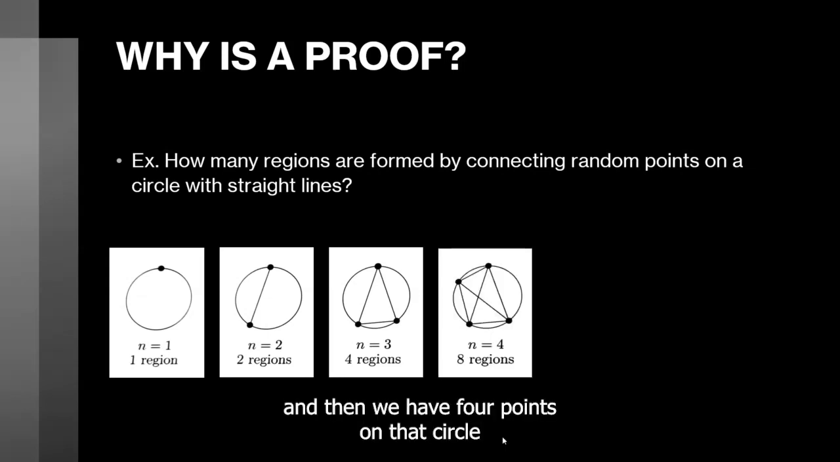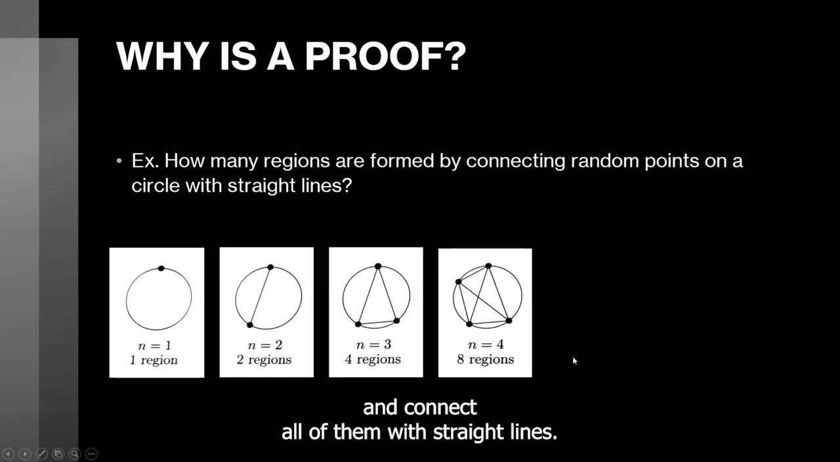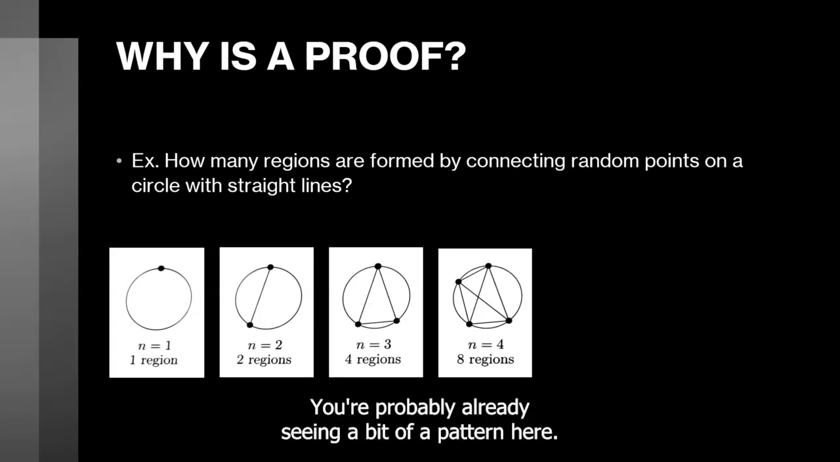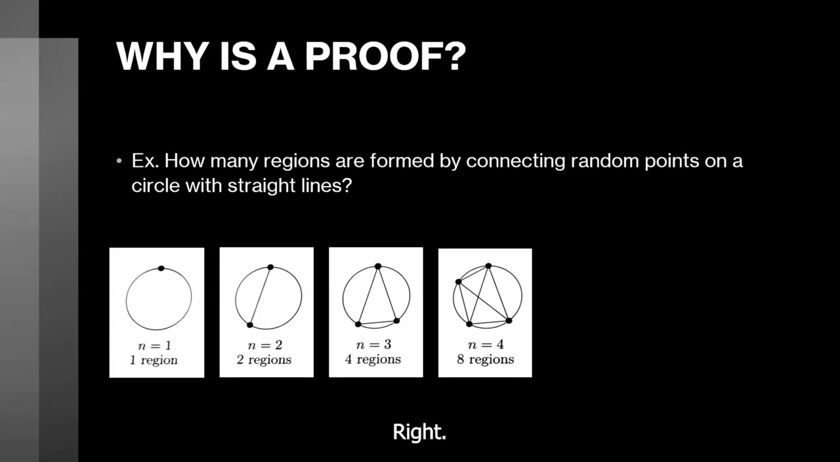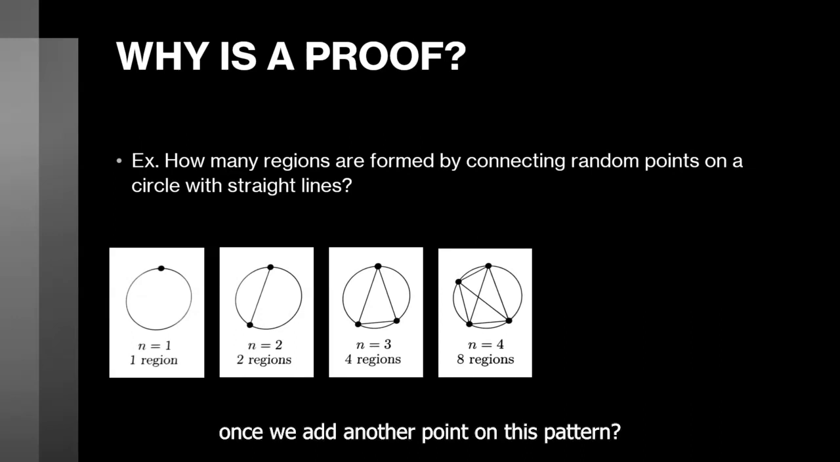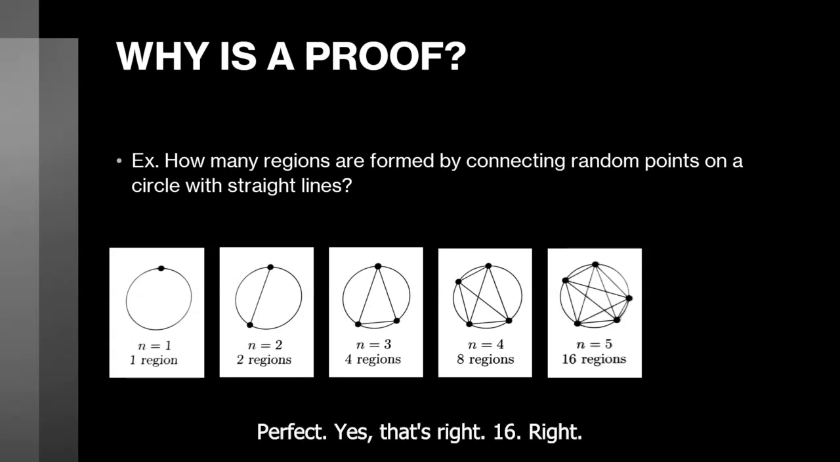And if we have 4 points on that circle and connect all of them with straight lines, if we count all the regions, you're going to see we have 8 different regions in this circle. You're probably already seeing a bit of a pattern here, right? Can anybody tell me how many regions we're going to have once we add another point on this pattern? Perfect. Yes, that's right. 16, right? We're multiplying by 2 every time.